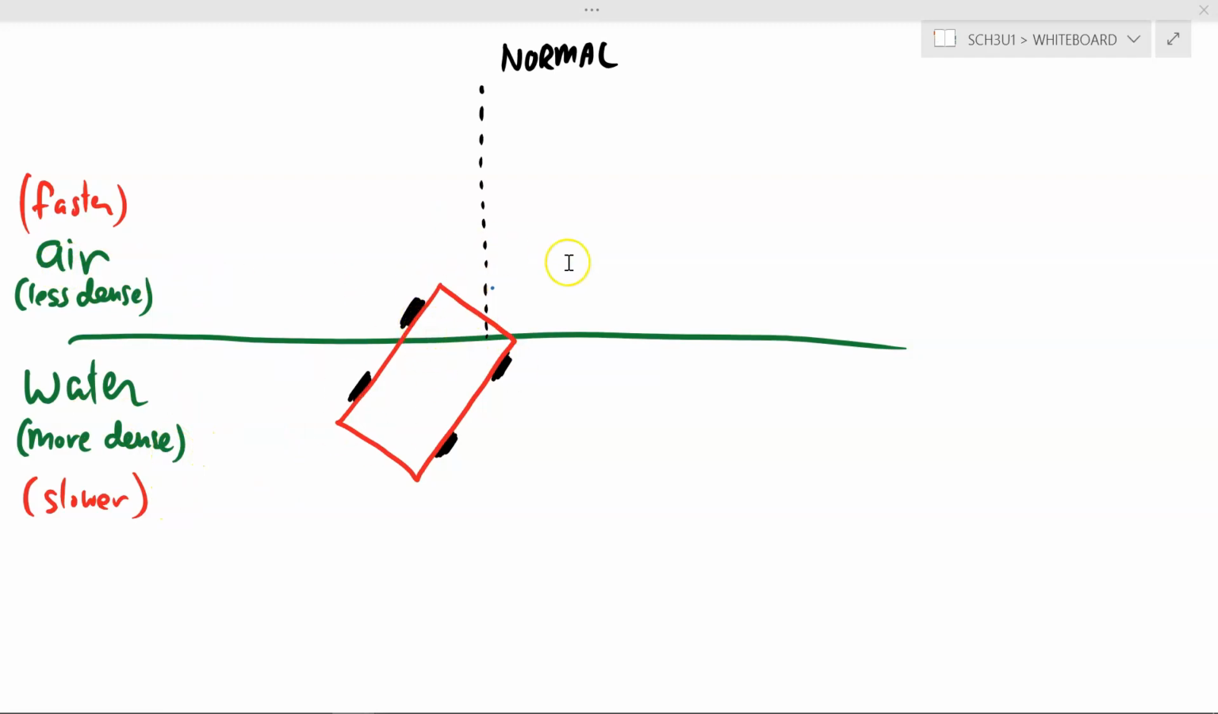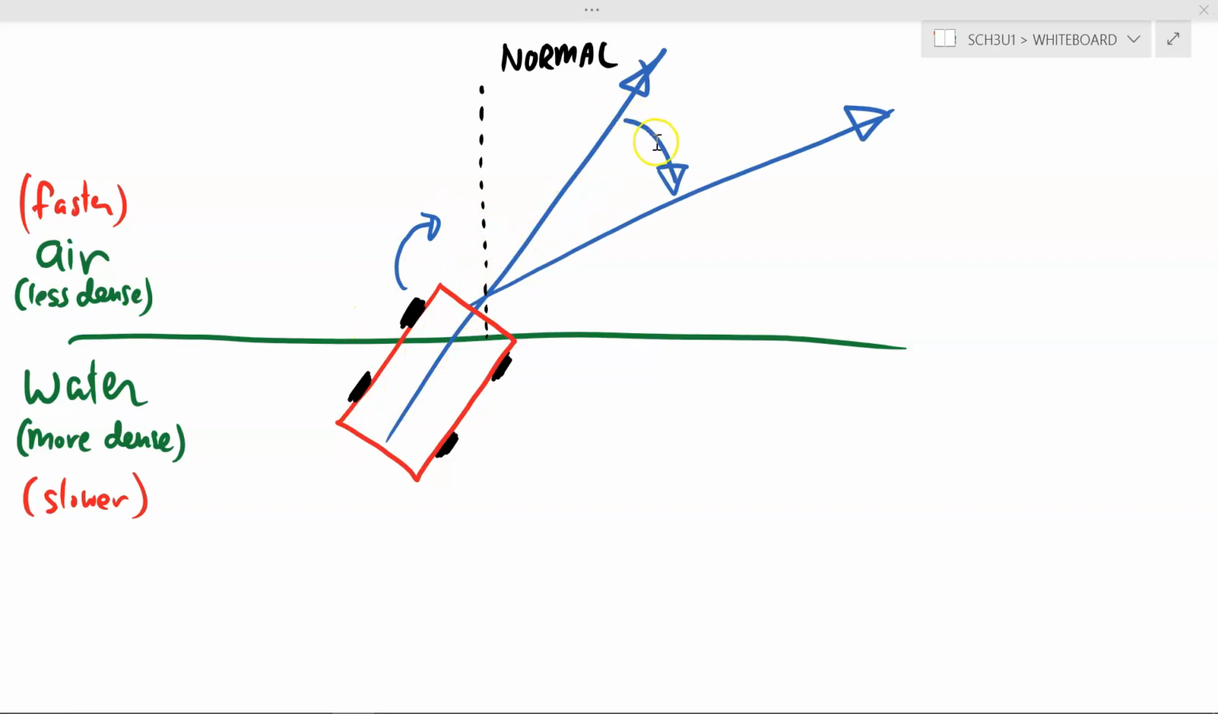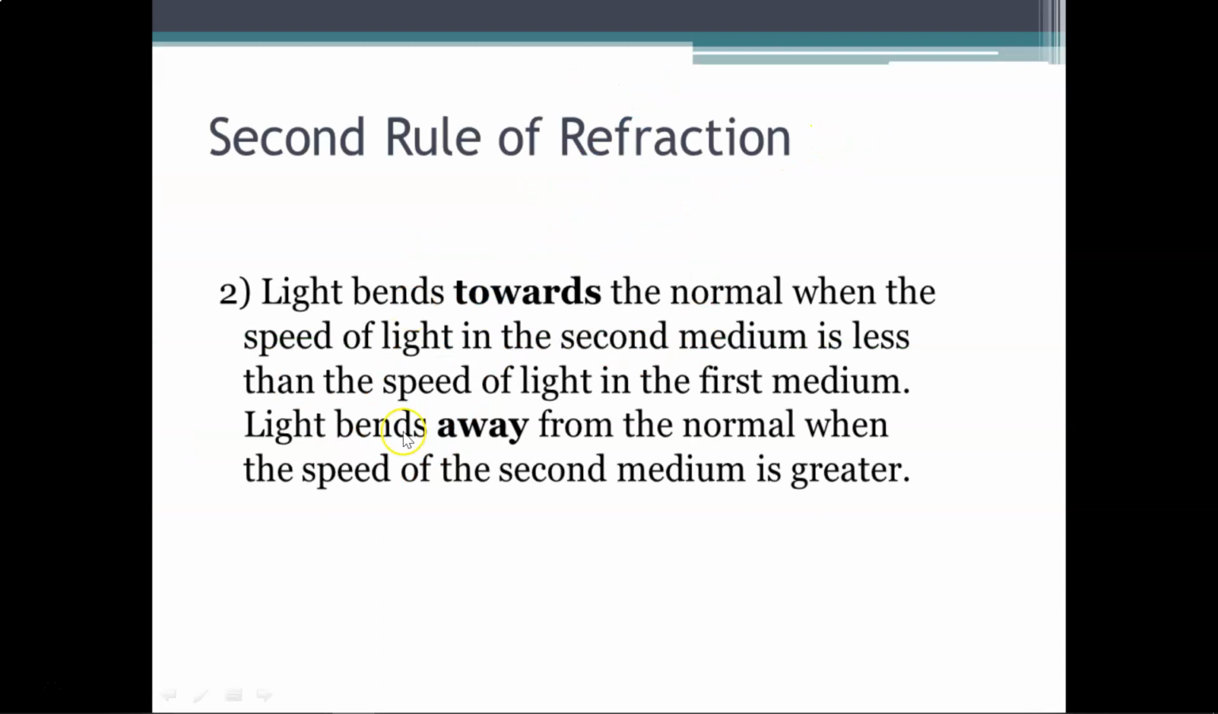So when this wagon breaks through, this wheel on the left over here is going to encounter a much faster, less dense medium, and so this wheel will move faster. Certainly faster than these other 3 wheels that are still in water, a more optically dense medium where light will travel slower. So with one faster moving wheel and one slower moving wheel, it begins to turn to the right. Instead of traveling along a straight line, it bends away from the normal, refracting along a different path, and not this one. So that's what they mean here when they say light bends away from the normal when the speed of the second medium is greater.